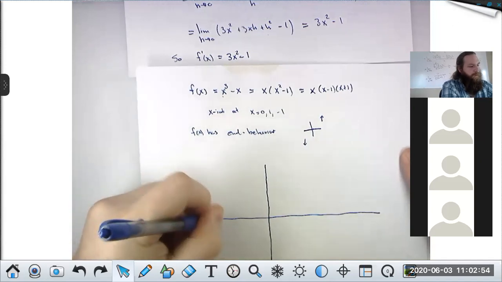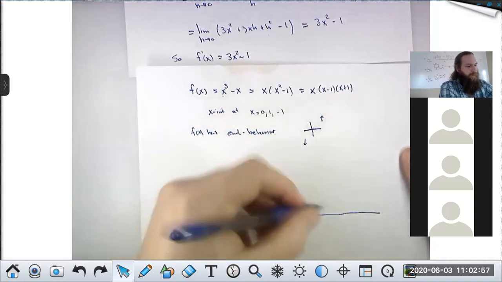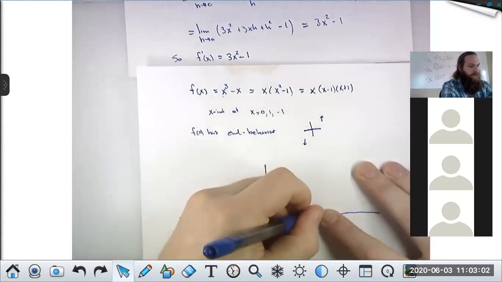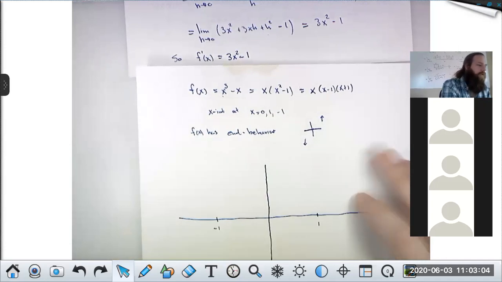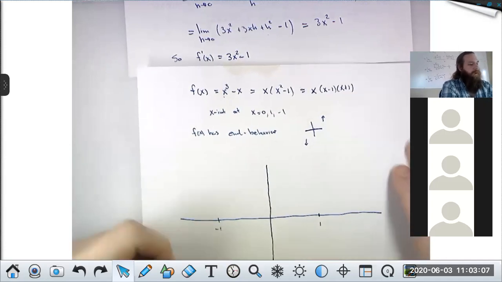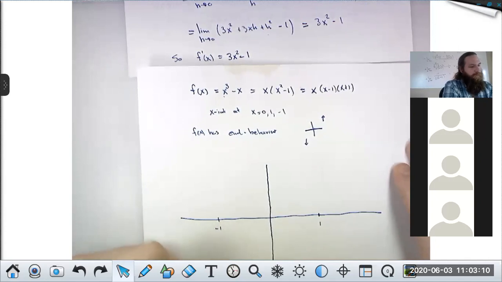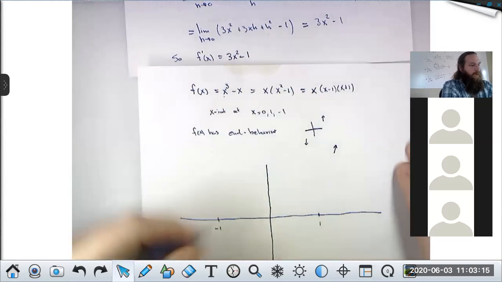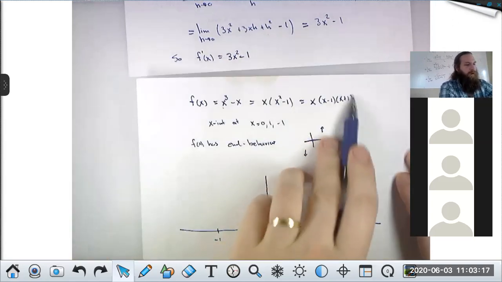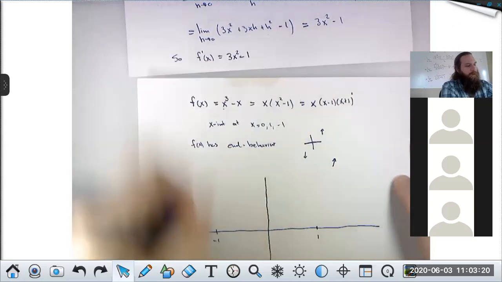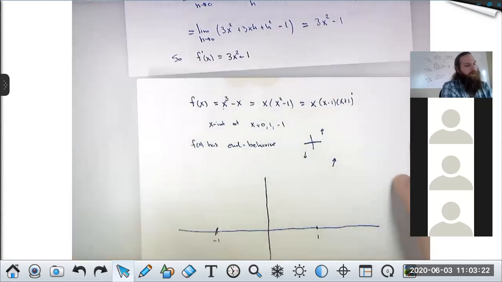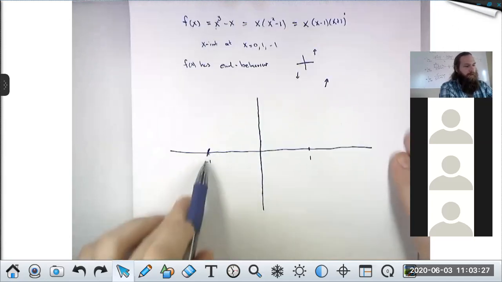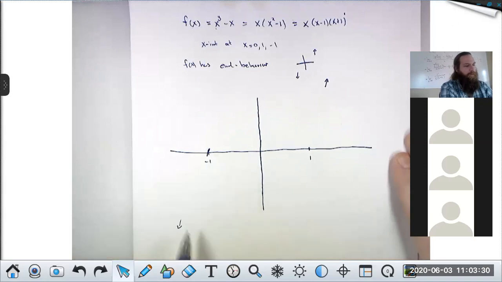I'm going to label this out here as -1, and somewhere around that same distance, here-ish, as +1. That's close enough. My end behavior I know is down on the left and up on the right. And since the root at -1 is coming from a multiplicity 1 factor, I know I will cross the x-axis there. And since I'm arriving from below, I know that means I have to cross like this rather than like this. I'm going to come up here.